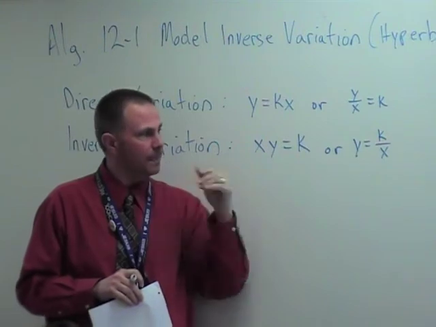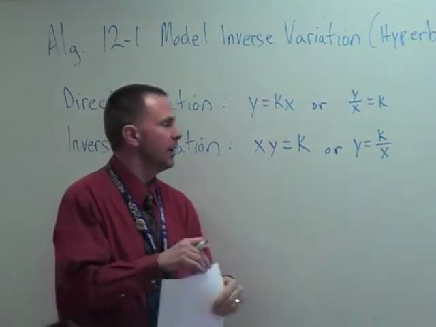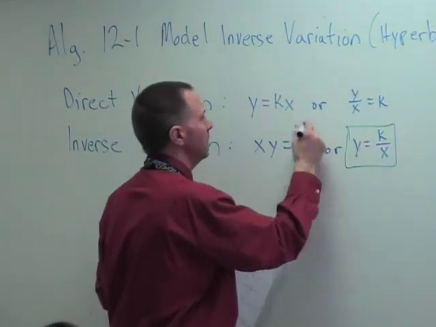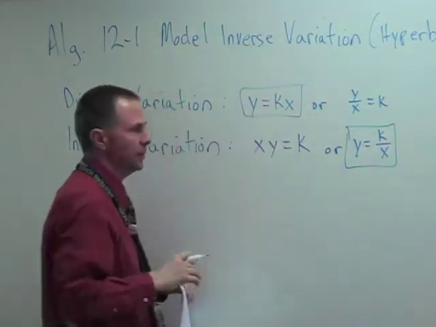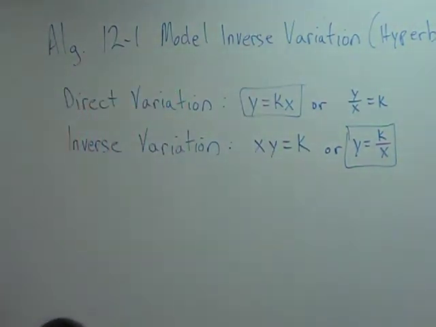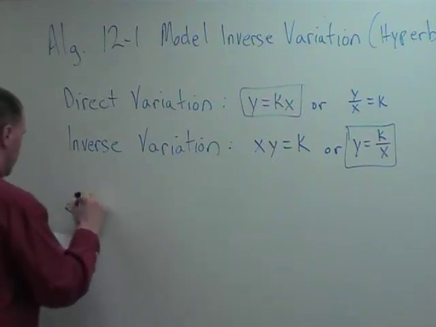Okay? This is technically how we write direct variation. So if I ask you to put it in the right form, that's how you should write it. Notice y is by itself in both of those. All right, example 1. Let's get through this.